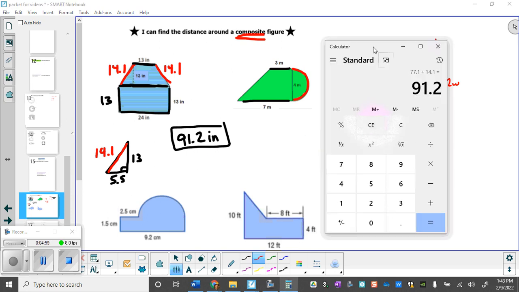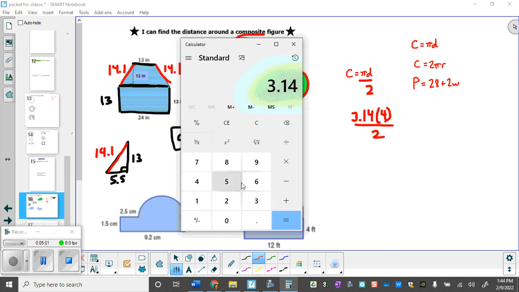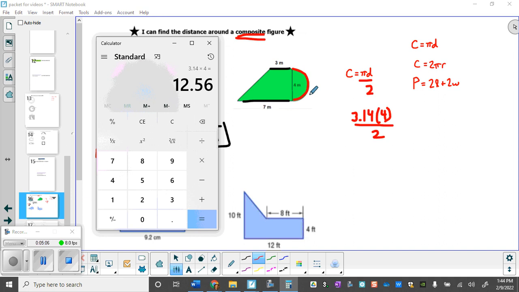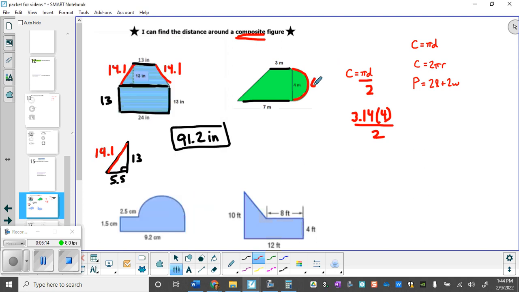Okay? So I can do 3.14 times the diameter. Now that would be the distance around the full circle, but since it's only a semicircle, I'm just going to cut this answer in half. So the distance around my red part right here is a 6.28. I'm going to put this right here. I've got a 6.28, and we'll round that to a 6.3. Okay, we got a 6.3. Cool, so we found the red part.